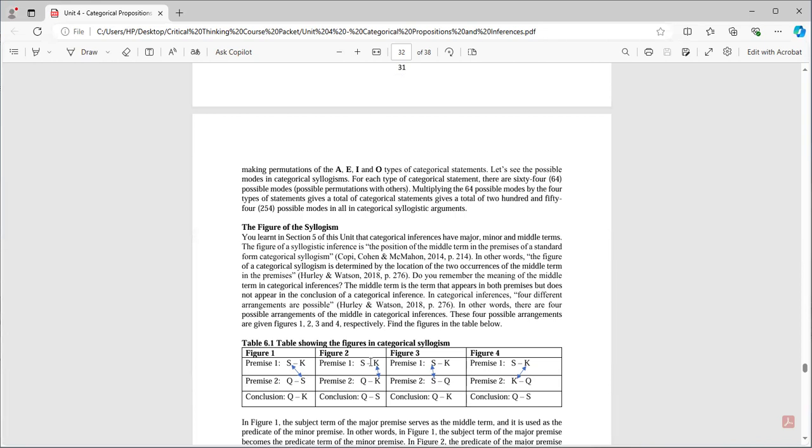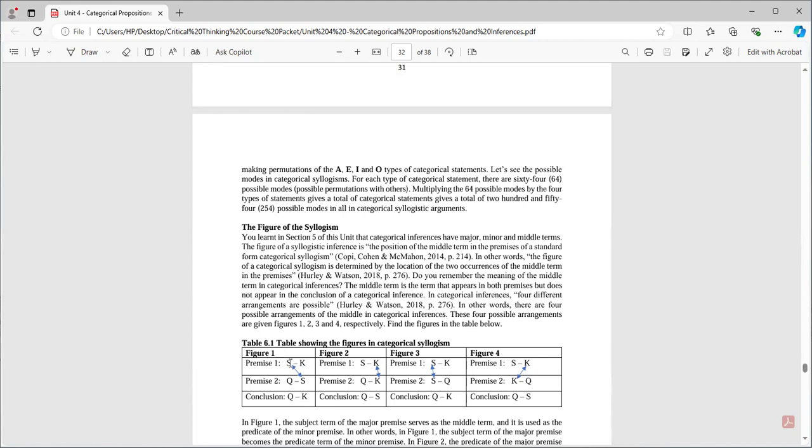Figure 2, the middle term is the predicate term of the first premise, and it is a predicate term of the second premise. Figure 3, the middle term is the subject term of the first premise, and it is also the subject term of the second premise. Figure 4, the middle term is the predicate term of the first premise, and it is the subject term of the second premise. So these are 4 ways of using the middle term. When you do any combination, these are the 4 ways you can get the positions of the middle term.